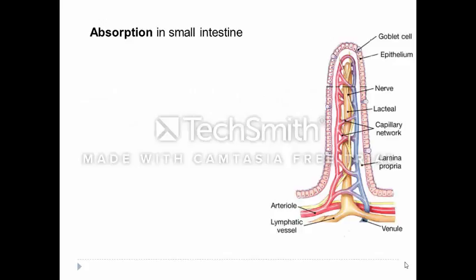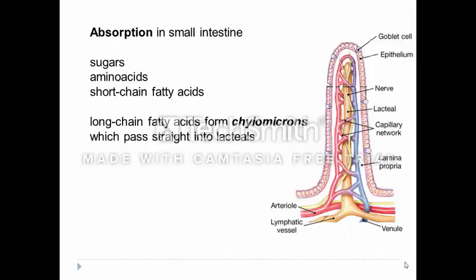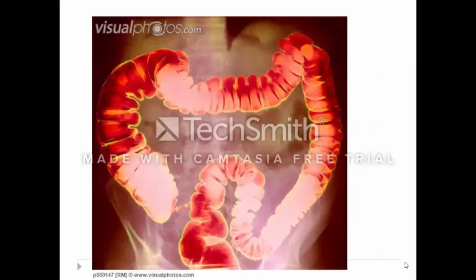So, while some digestion has initially begun in the stomach, absorption in the small intestine includes sugars, amino acids, short-chain fatty acids. Long-chain fatty acids form chylomicrons, and these pass straight into the lacteals, inorganic ions and vitamins. 95% of water is absorbed in the small intestine. We'll now move on to look at the large intestine.